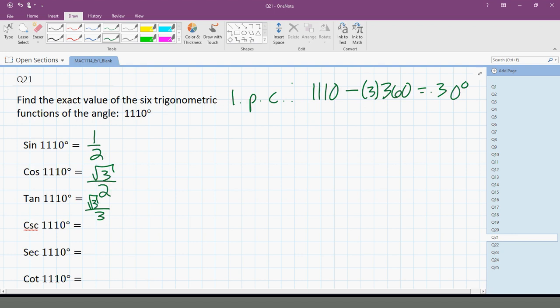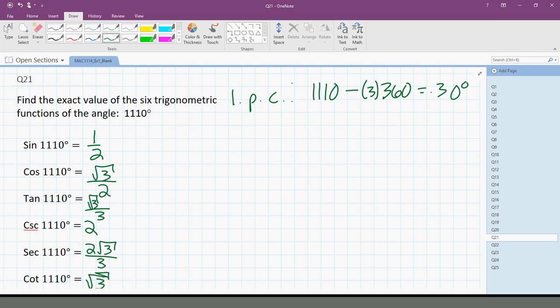Cosecant of 30 degrees is 2. Secant of 30 degrees is 2 square roots of 3 over 3. And cotangent of 30 degrees is the square root of 3. And you do not have to worry about any signs because this angle is in quadrant 1. So everybody's positive.